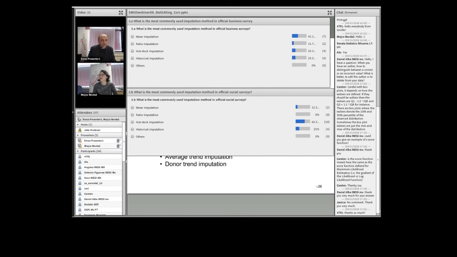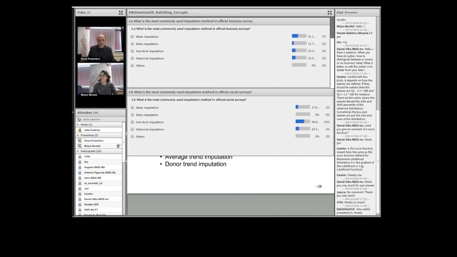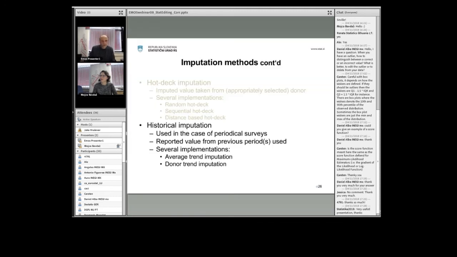Mean imputation, I'm not quite sure about mean imputation. In practice, I haven't met mean imputation many times. I think it's simple, but the variability problem is quite outstanding. Historical imputation, I would say yes, because it is used in all periodic surveys, and hot deck imputation too. The results are, I think, quite expected, I'm just a bit surprised by your favoring of mean imputation. Okay, I think we can close.